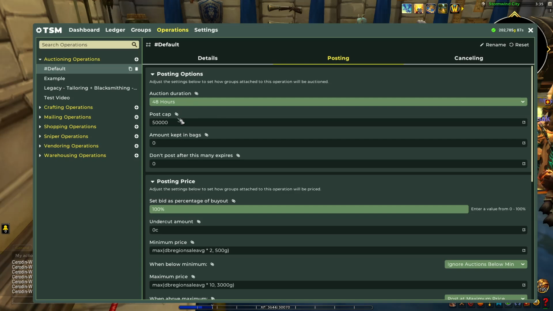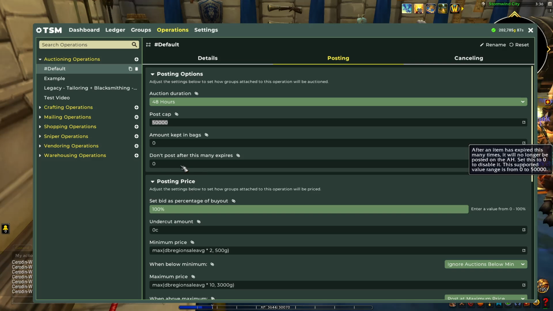Then we have the post cap. This is basically a limit on the number of items you want to post on the auction house. I have it on the max because I don't want to limit myself from posting items. Amount kept in bags is the same: I don't want to keep any items in the bags. By the way, if you just leave 0, it's just going to disable it. And this one is the same. If you leave it on 0, it's just going to disable it.